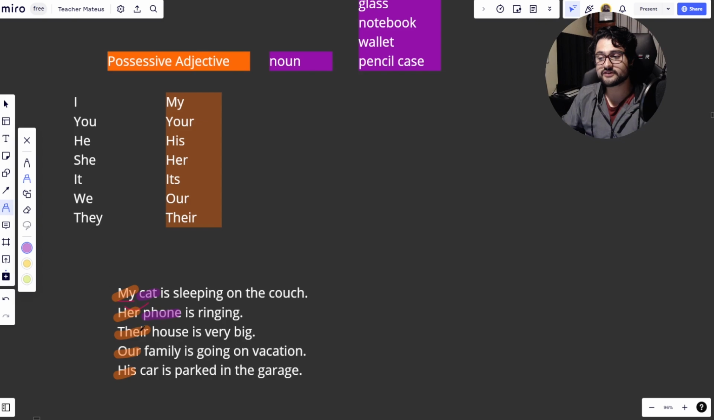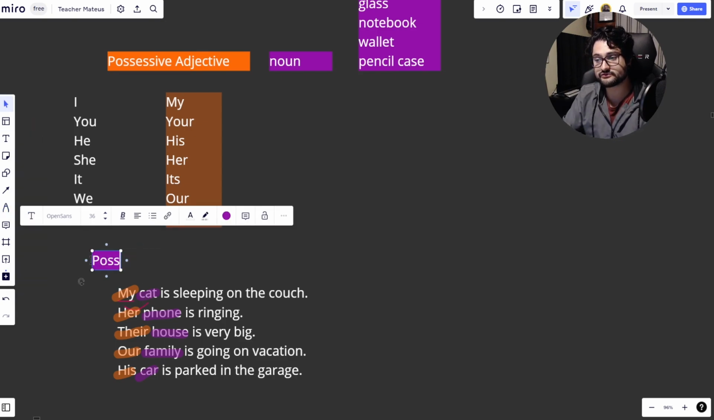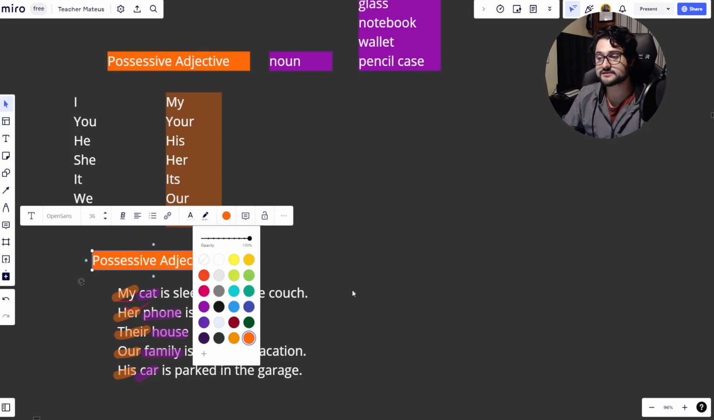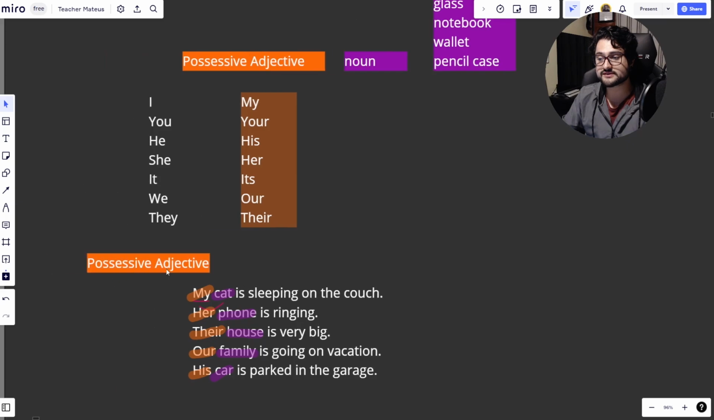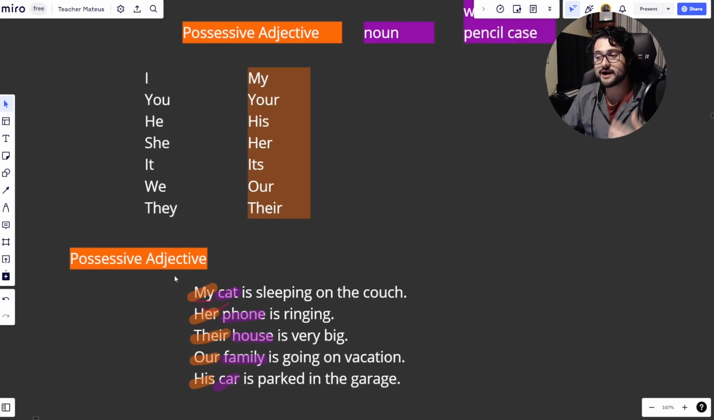And then we can identify here. Their house is very big. Our family is going on vacation. And then his car is parked in the garage. My, guys, as we have seen, is the possessive adjective. There it is. The orange one is the possessive adjective. My, her, their, our, his.